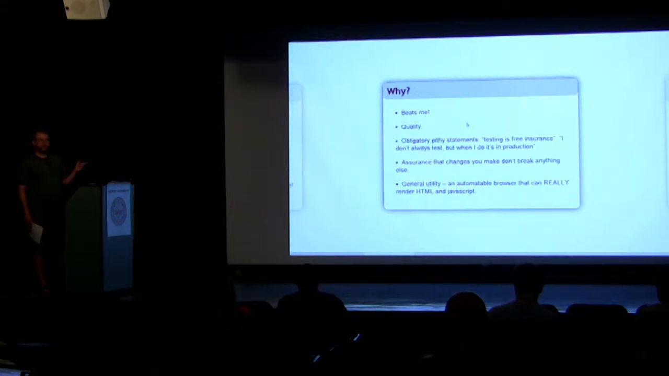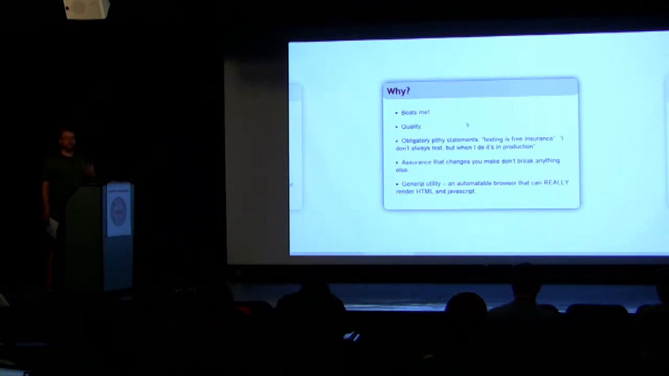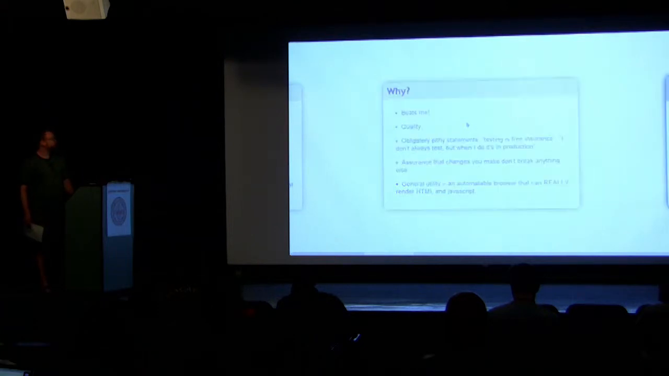And then it's free insurance. And if you're not testing, you're doing it in production no matter what. Someone's going to find your bugs. And I'm sure everybody has done it: you make a change that breaks something that you weren't even thinking was involved. If you have a good set of test coverage, it allows you to minimize those types of issues because you know when something's going to fail. And then just being able to automate a browser to do a whole set of tasks is a really handy skill to have in your toolbox. It's useful in many different ways.